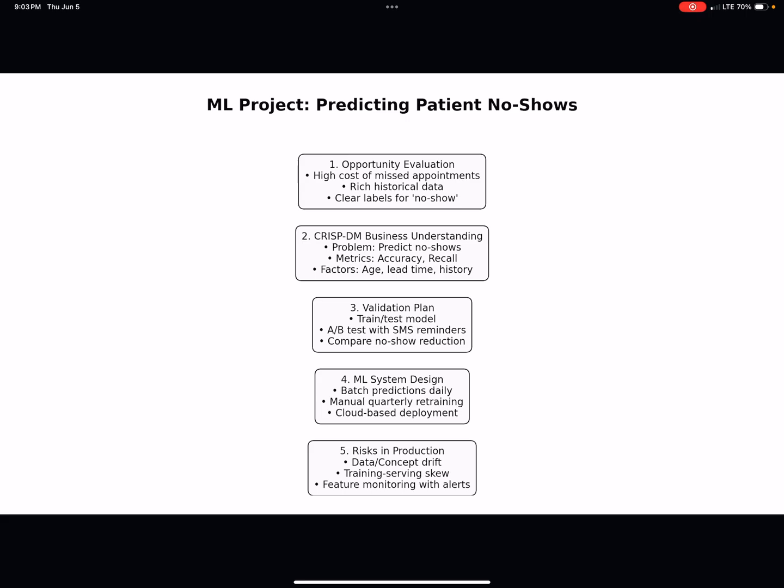Feasibility also: most clinics already collect appointment, patient, and demographic data, making it easy to build a data set, so it's feasible. And learnability: no-show patterns can be learned using features like age, appointment time, and their previous attendance record.